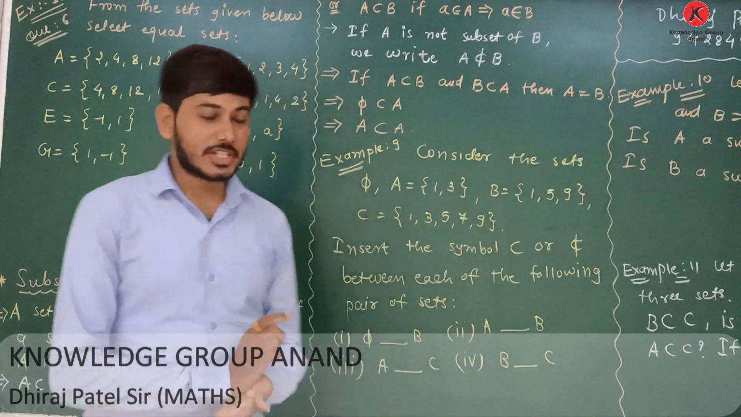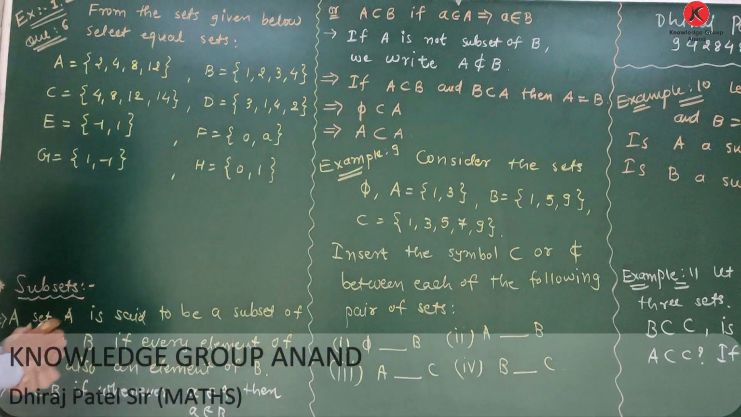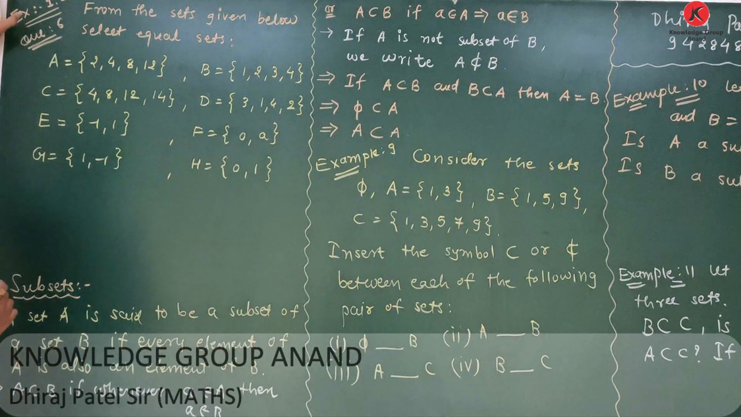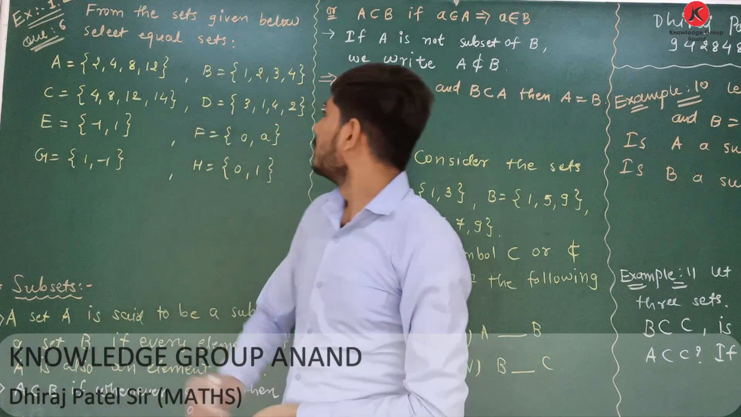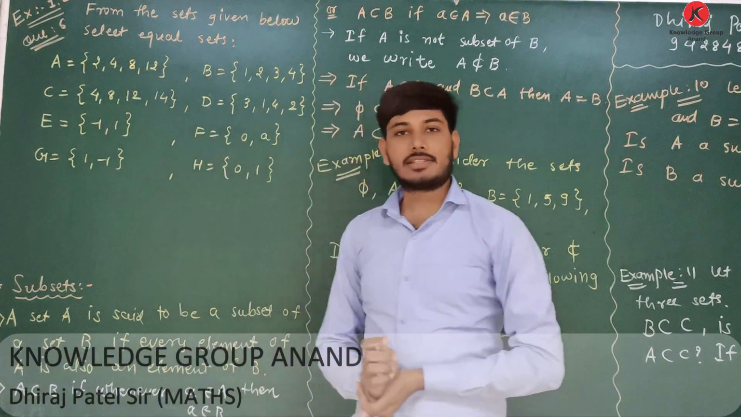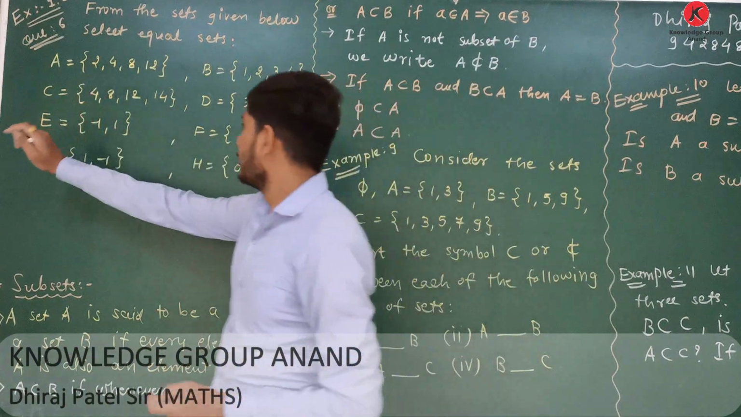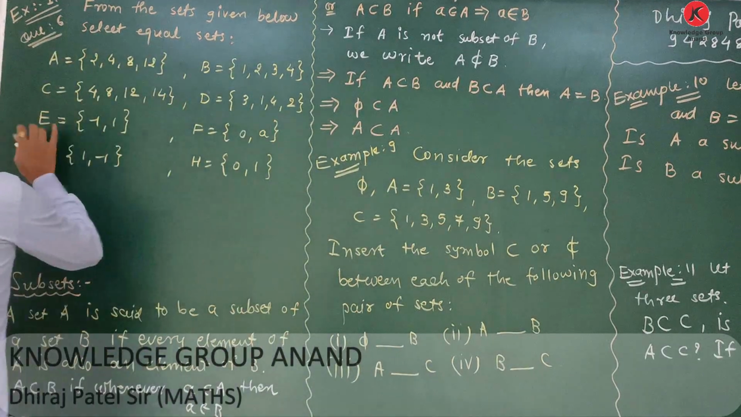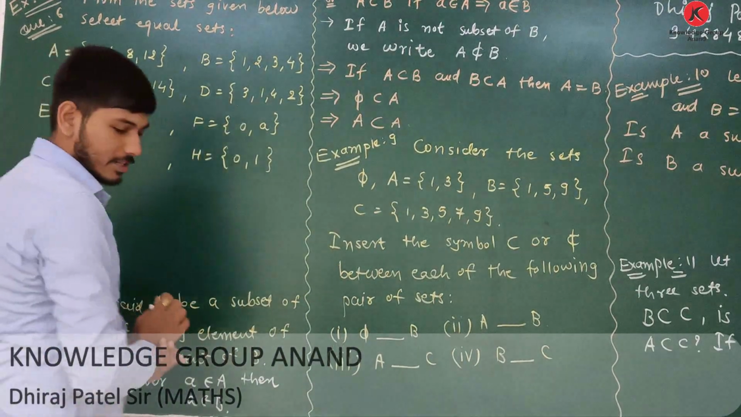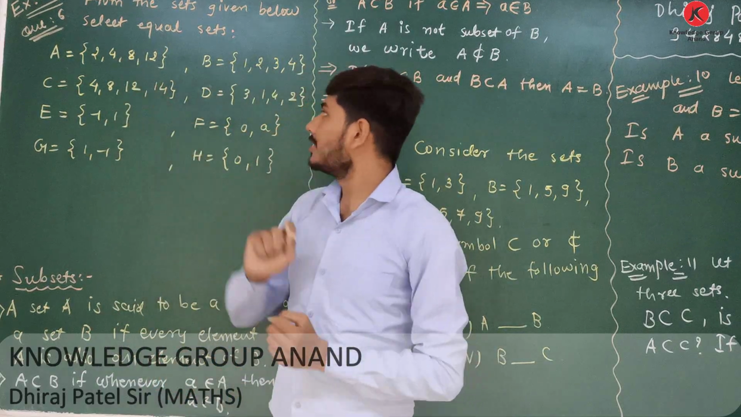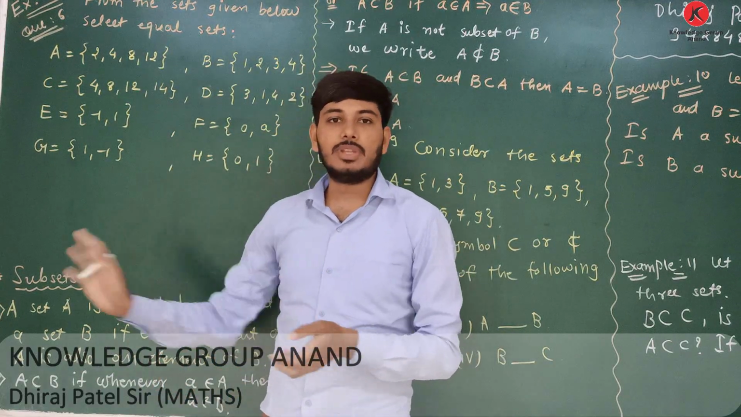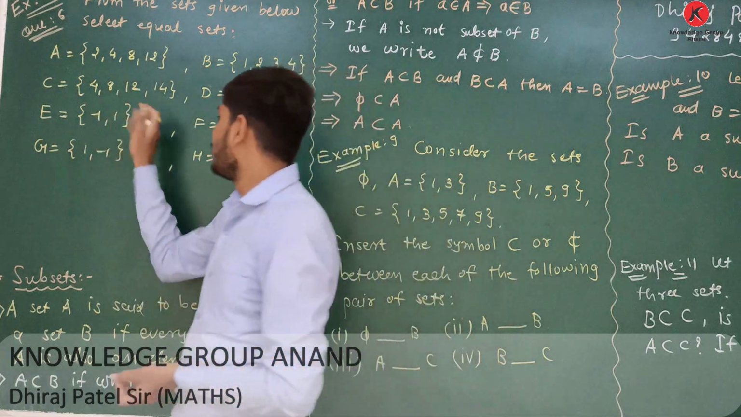Now, the next question, exercise 1.2, question number 6. From the sets given below, select equal sets. There are A, B, C, D, E, F, G and H. Total 8 sets are given and you have to select the equal sets from these given sets.